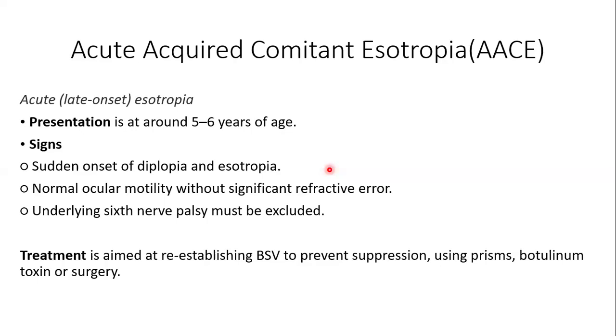But in children with acute acquired comitant esotropia, usually they don't have high hypermetropia, so there is no significant refractive error. They differ from sixth nerve palsy because there is no limitation of abduction as well. So you need to rule out any neurological causes, and you need to treat the esotropia, whether with prism, Botox, or surgery.